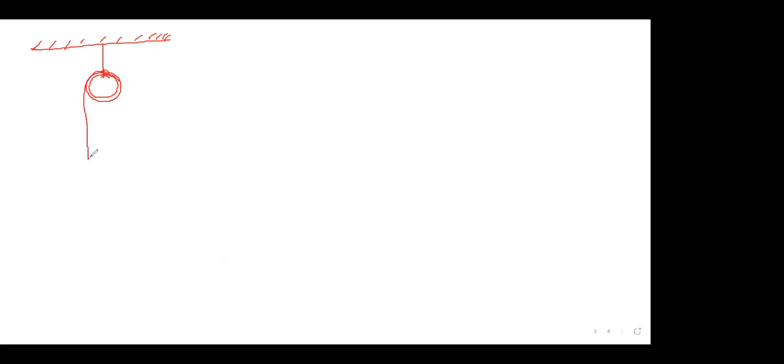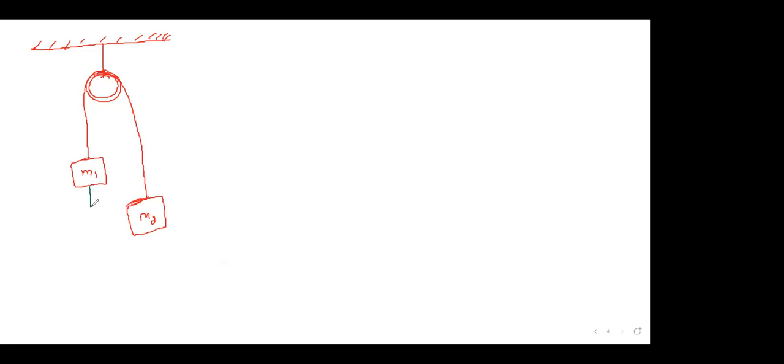Suppose I consider one object here of mass m1. There is one more object I'm going to connect over here, that is m2. This is a connecting body, students. Now, can you write the common forces here?